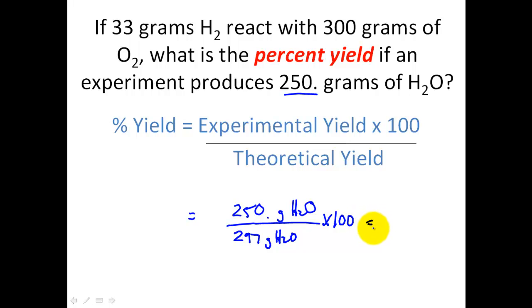Let's calculate that. What we end up with here is a percent yield of around 84%. Okay? So once again, guys, the problem is really to find out how much in theory I should have produced, and then divide my experimental product by what I should have produced. And once again, what I should have produced is my theoretical yield. That comes from our stoichiometry problem.